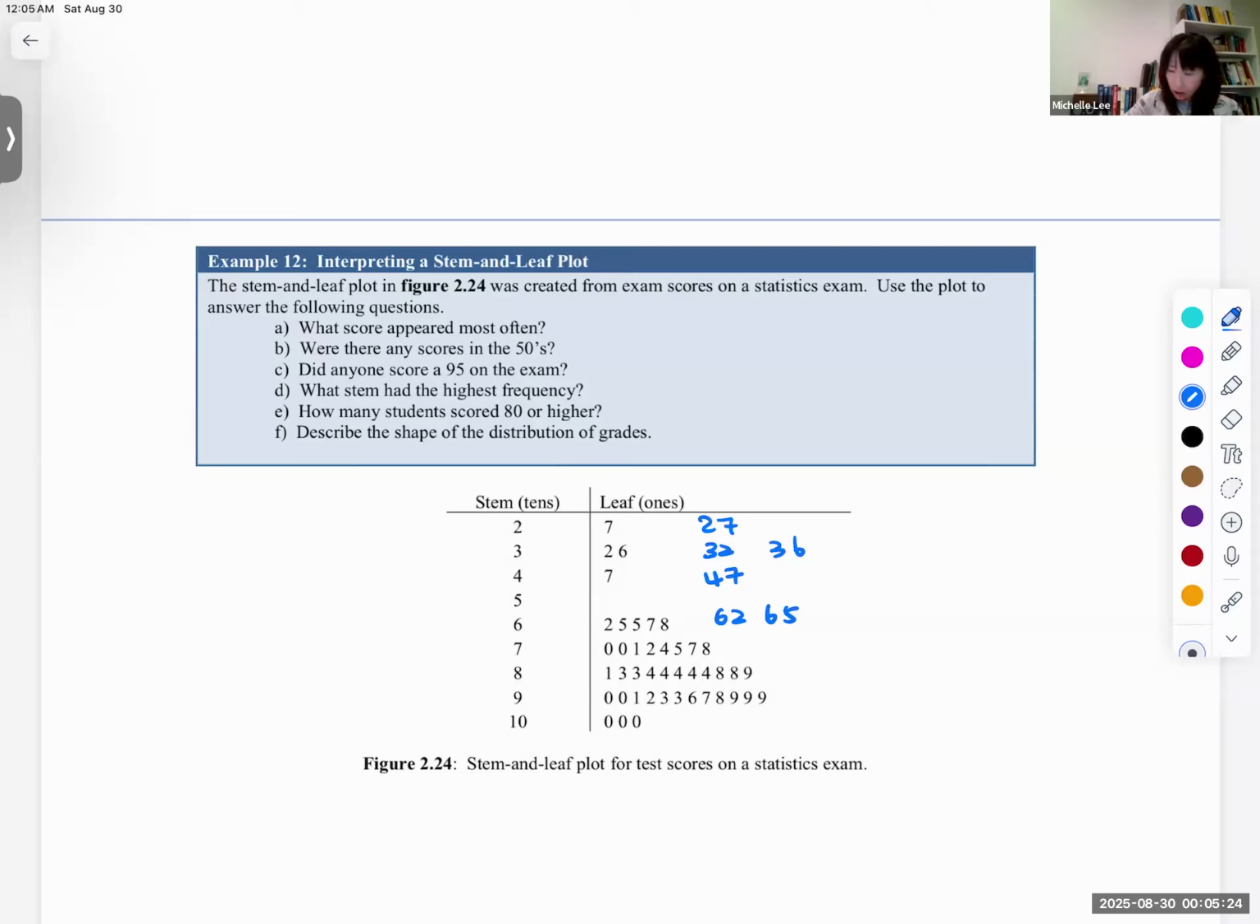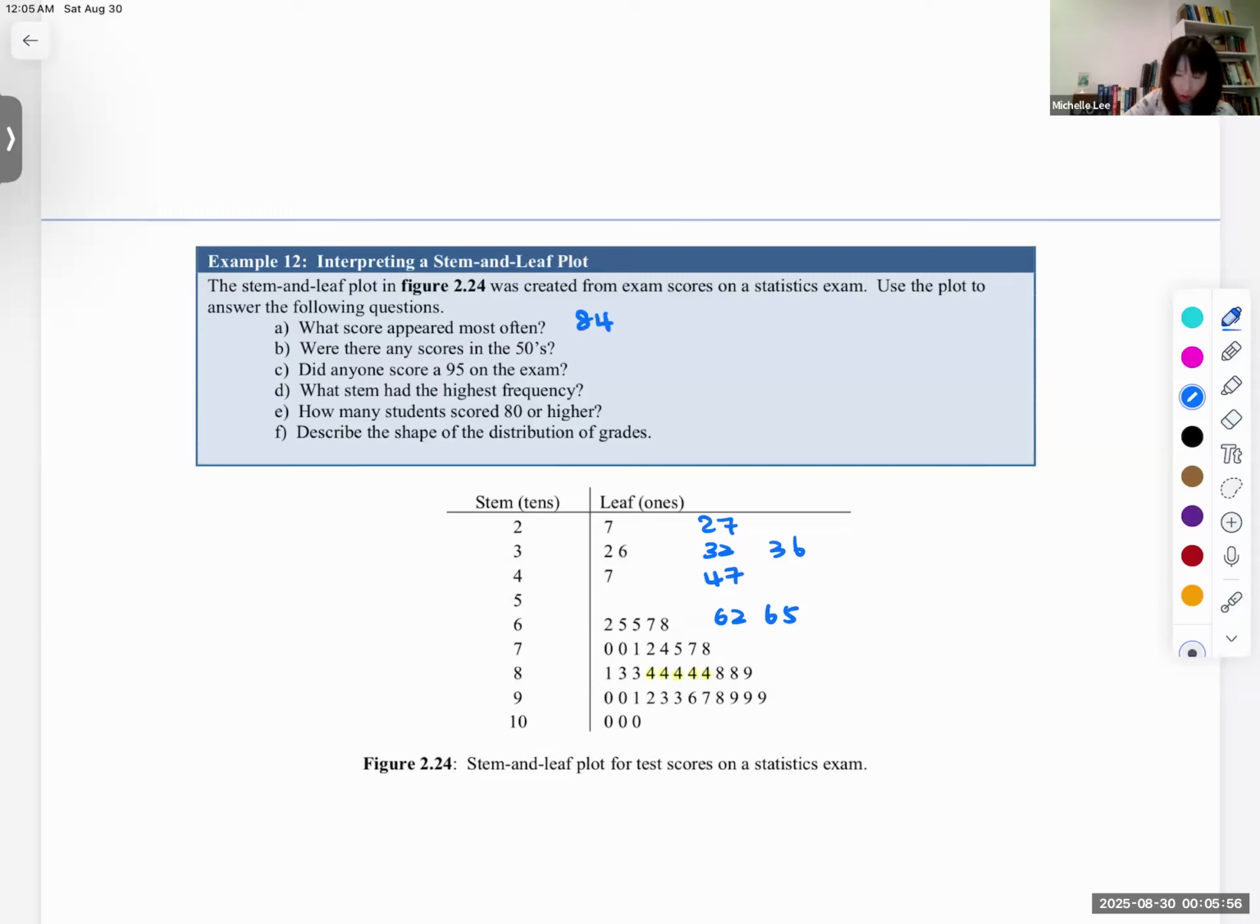Okay, let's answer. The first one asks what score appeared most often. So what do you think? One number in the leaf is repeating. Can you see the 4, 4, 4, 4, 4, five times? So 84, right? So 84.